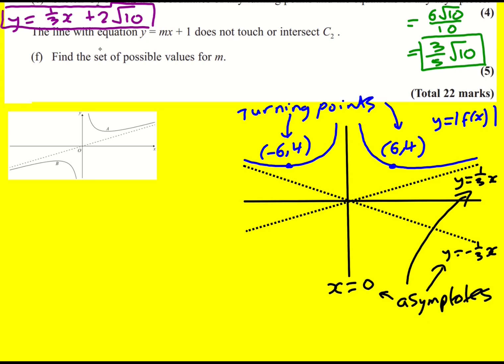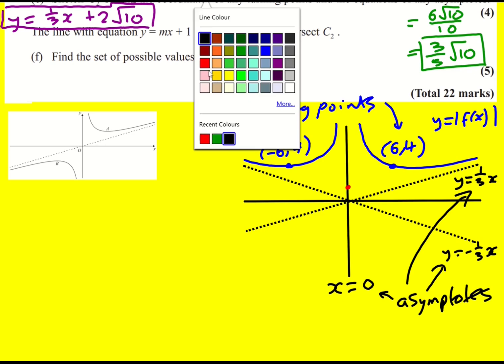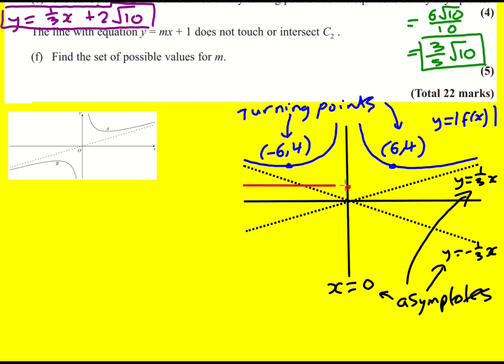Finally, we're told that the line with equation y equals mx plus 1 does not touch or intersect C1. So we've got this intercept here, and we're trying to find the set of possible values for the gradient. We can see straight away that a gradient of 0 would work. We just get this horizontal line. And then there's going to be some sort of cutoff where it just glances off it or just misses over there. And then the same over here.